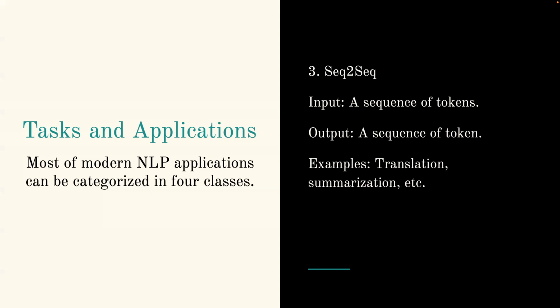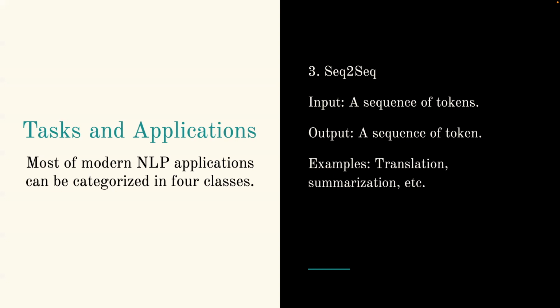Finally, we have something called the sequence to sequence task. Here, the model takes in a sequence of tokens and spits out another sequence of tokens. The best example for this would be the translation task. And obviously we have summarization and text generation too.